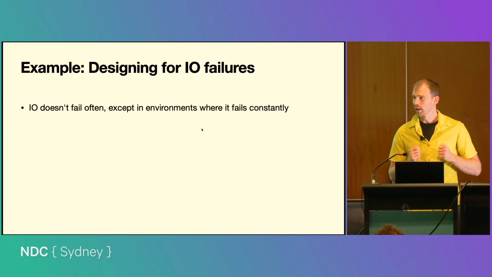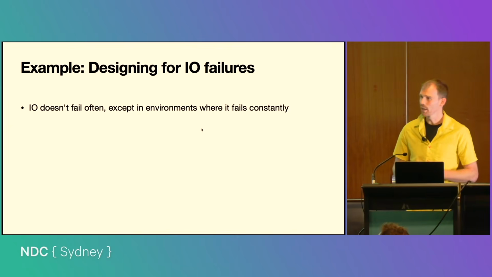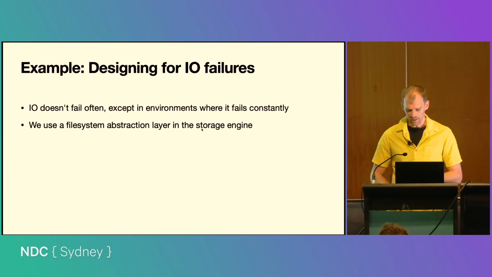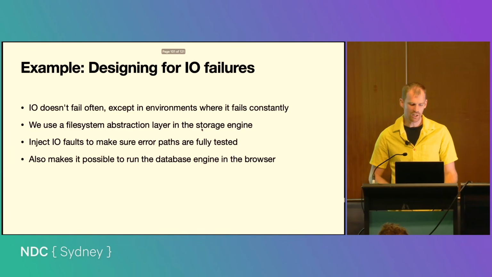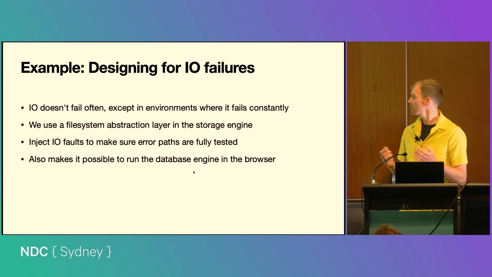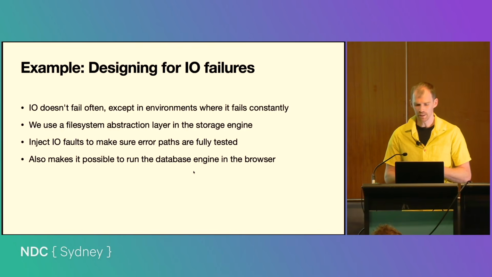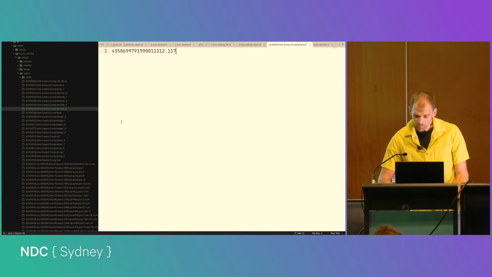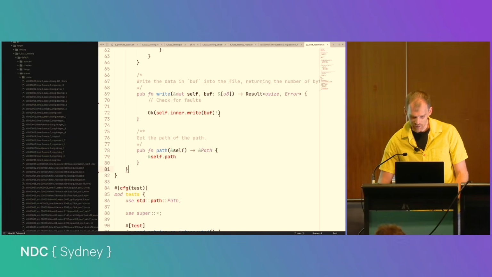So I have found over time that I/O is extremely reliable and it never fails, except in environments where it always does. So we have a file system abstraction layer in our storage engine, and we use that to inject faults in various tests and make sure that we handle those gracefully. And as a nice little side effect, the fact that we abstract from the file system means we can also run our database engine in WASM, which is kind of cool. We don't use it for anything, but it's good to have.